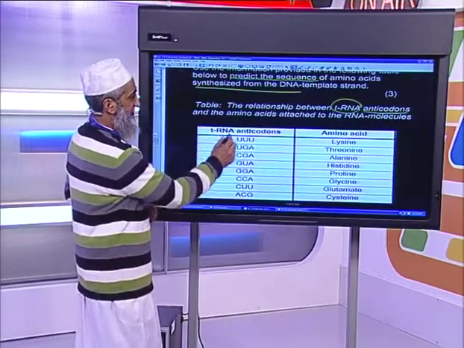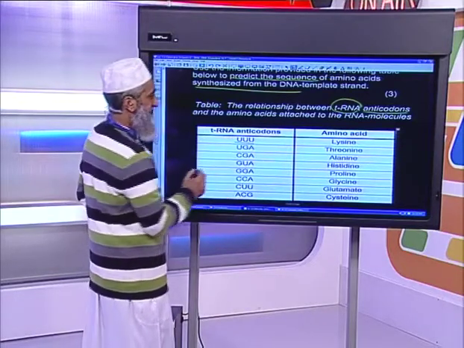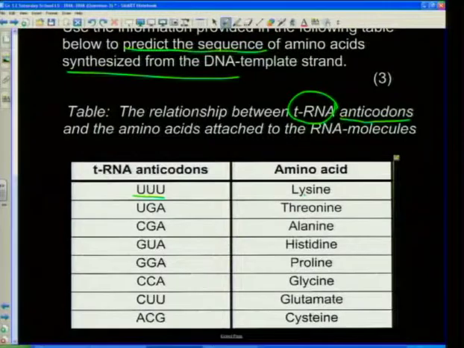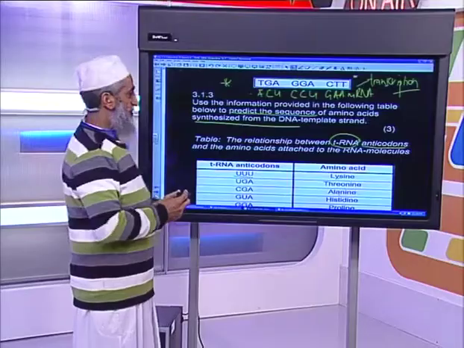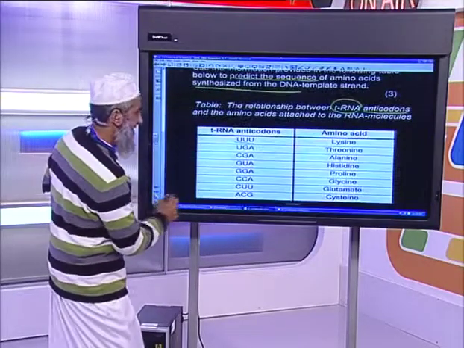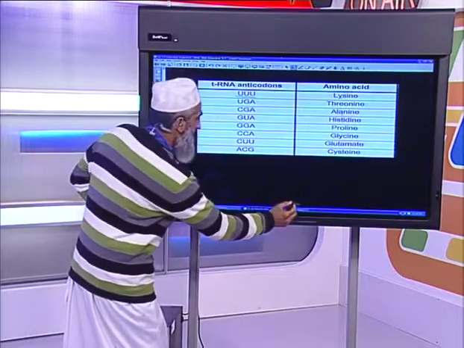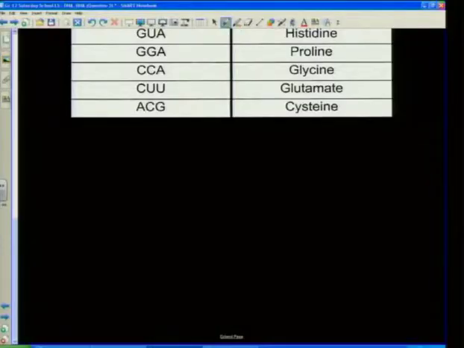Now here they're telling you that the anticodon for transfer RNA UUU will carry lysine. CGA will carry alanine, and so on. The whole table goes through there. Now we've got to go back to our story here. If this is the DNA and this is the messenger RNA, then what is the transfer RNA for this? We must understand something very easy here. Let me do that for you quickly. If we have a DNA here, and here we have mRNA, and here we have transfer RNA.